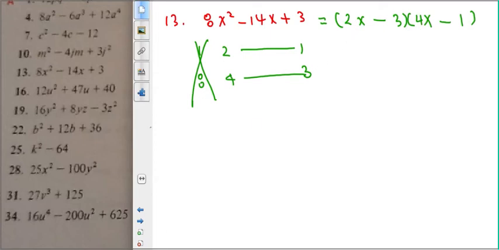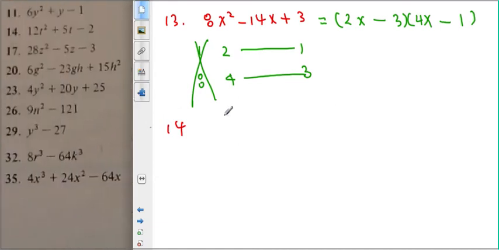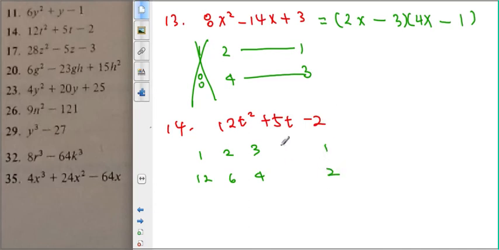Number 14. Here we have 12t squared plus 5t minus 2. Once again, just like before, we are looking at the factors of 12, such as 1 and 12, and 2 and 6, and then 3 and 4. And negative 2, basically 1 and 2, and somehow we have to get 5. How can we get 5? So you can examine these numbers, 12 and 1 and 1 and 2. If you multiply 12 and 2, it doesn't quite cut it.